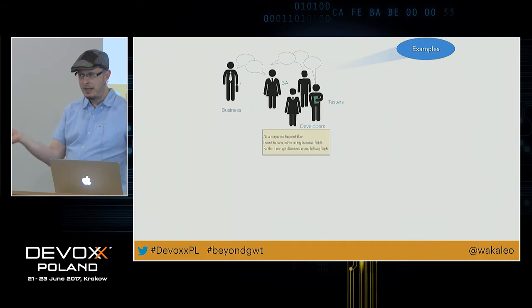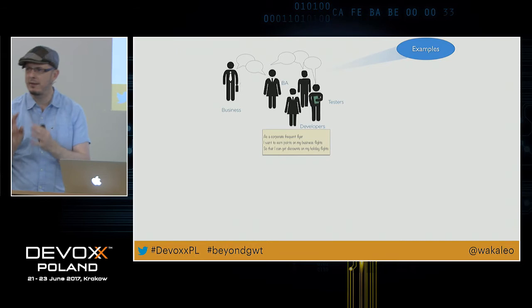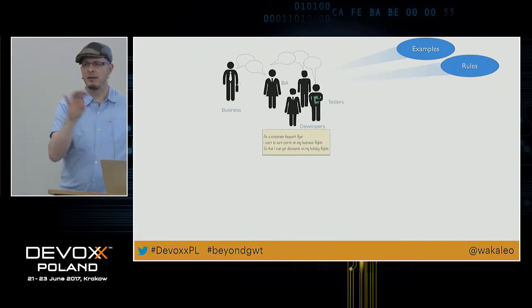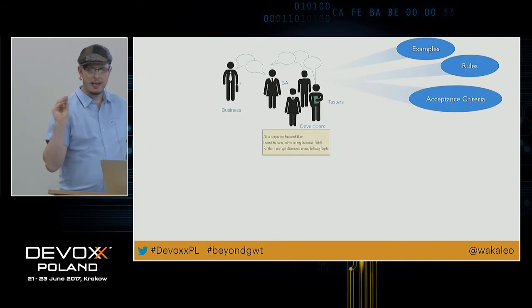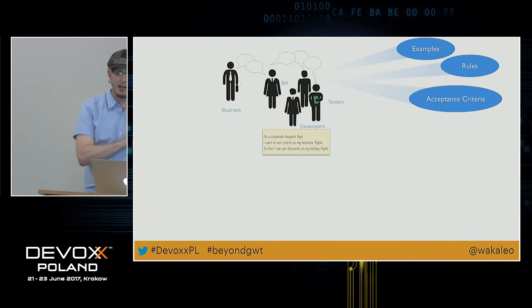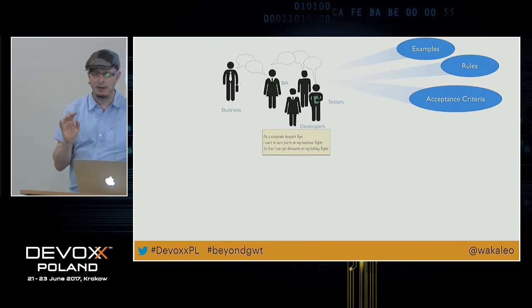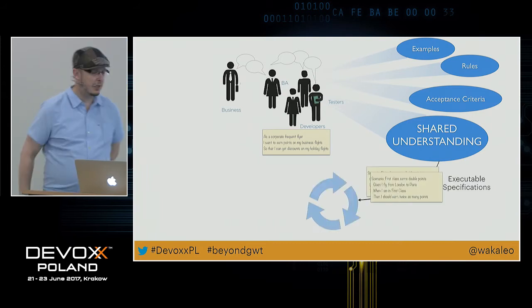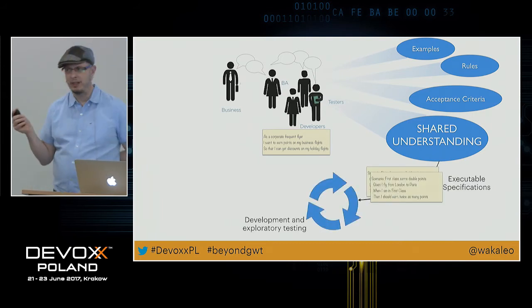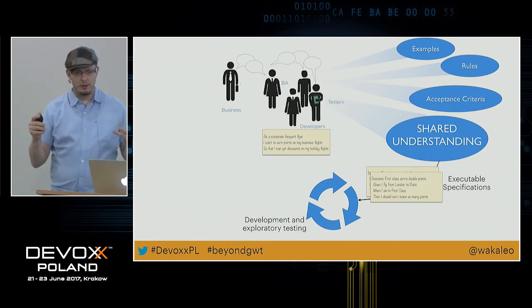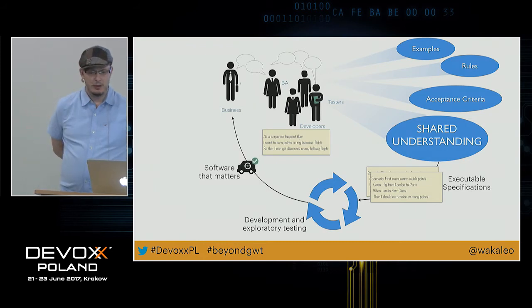BDD is basically about talking through a scenario or a story, talking through a feature, and coming up with the examples, the rules, and the acceptance criteria, but above all, coming up with a shared understanding of what you're trying to deliver. And from that shared understanding, you get your executable specifications that will guide your development and verify what you've built and help you deliver working code.